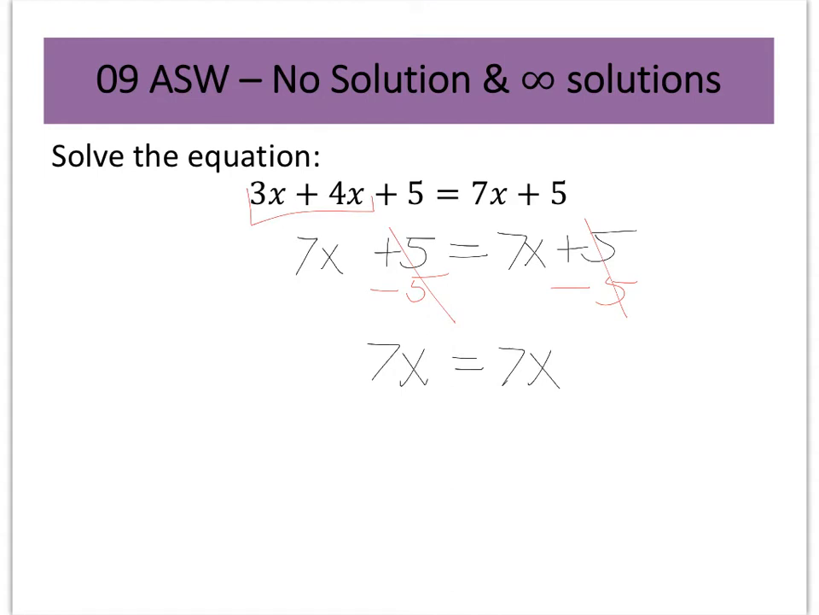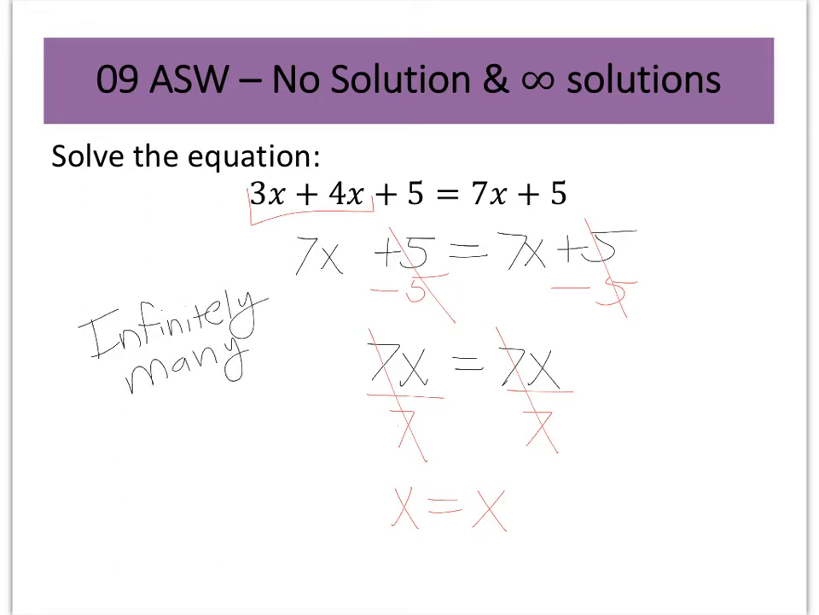Well, that's also always a true statement. I could also divide both sides by 7, so that I see that x equals x. At any point in here, we had a lot of things that were true, and this would mean that there are infinitely many solutions. And that's really valuable, because what it's saying here is that I can substitute x to be anything.